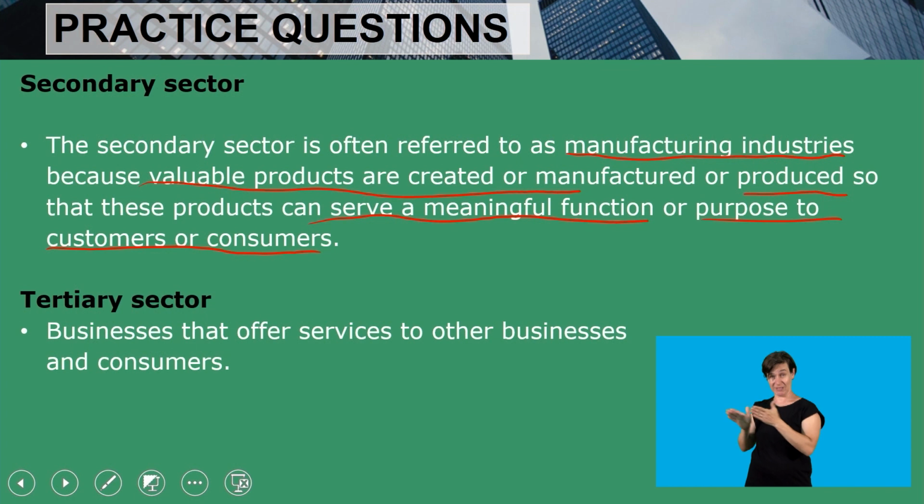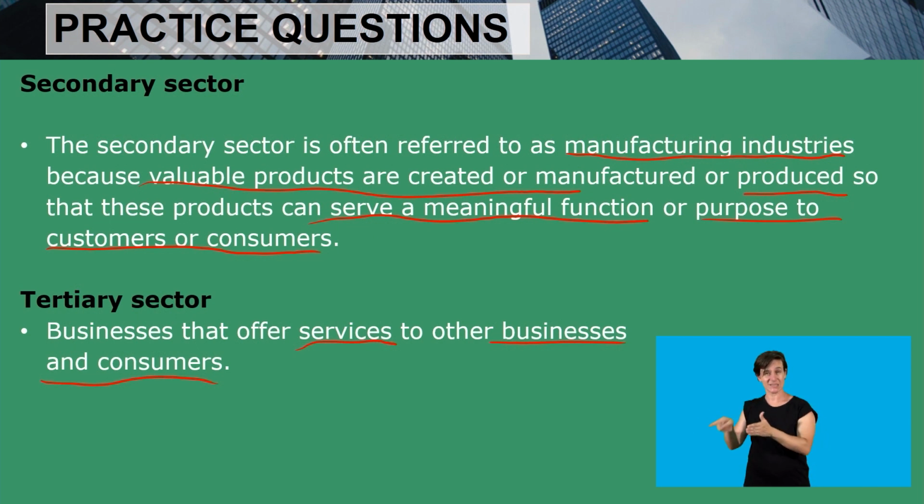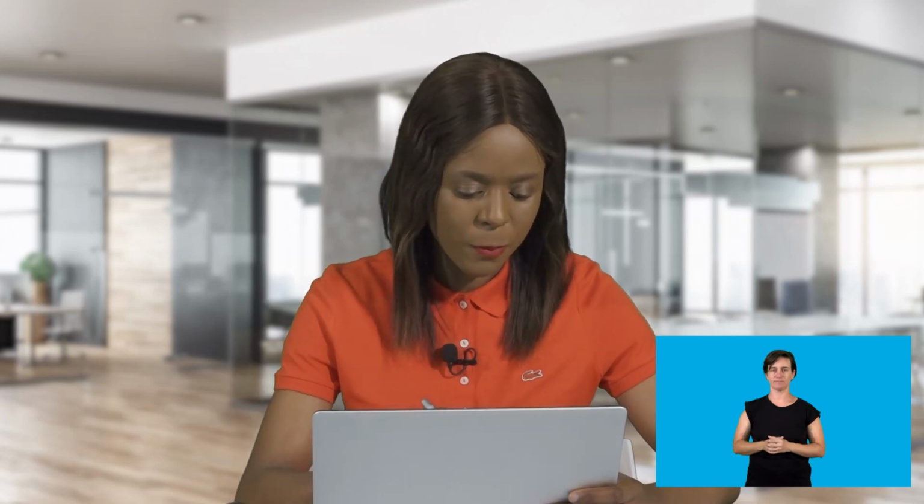Then moving on to the tertiary sector, businesses that offer services to other businesses and consumers. So in the tertiary sector, we find businesses that offer services. They do not offer a tangible product, a product that you can see, but they deal with services rather than products themselves. So they offer services to me and you as consumers. They also offer their services to other businesses as well.